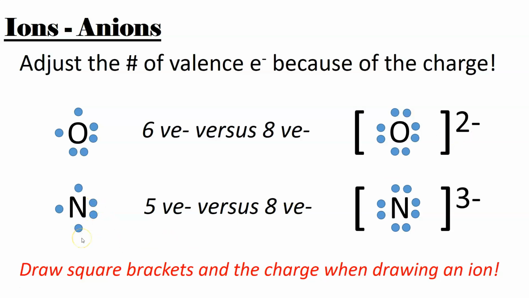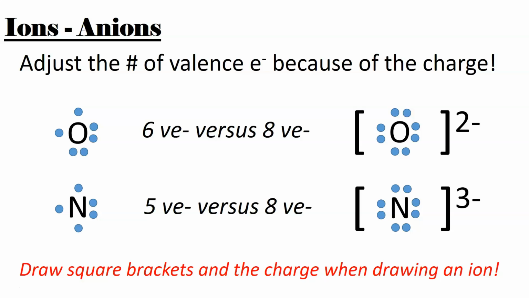You can see the same thing down here with nitrogen. It's normally going to come with 5. Now it has 8 because it gained 3 extra electrons. I draw the 8 valence electrons, I put square brackets, and I put my charge up top. So that's how we would draw an anion.